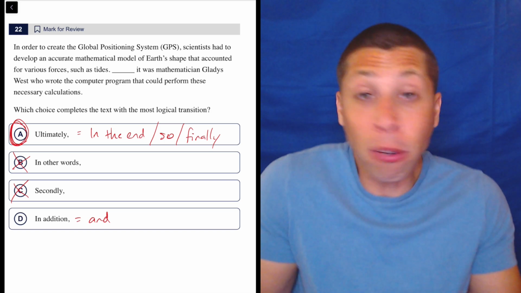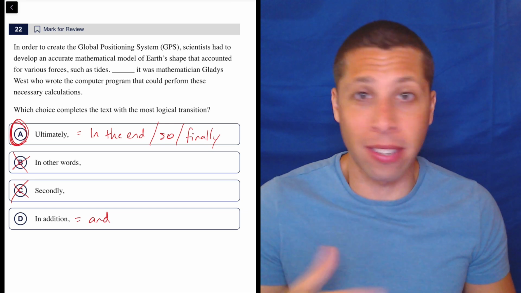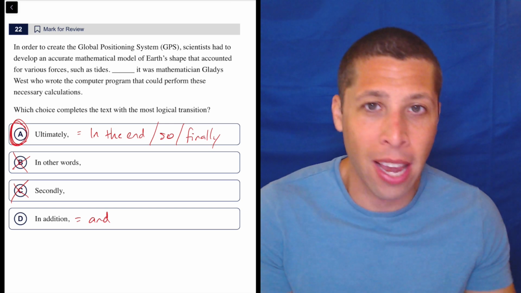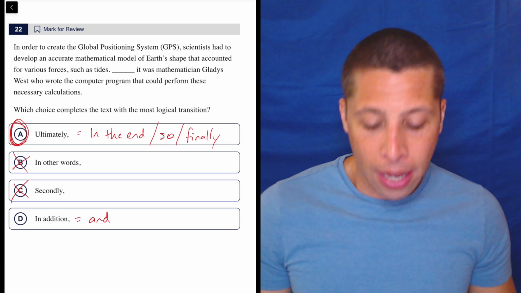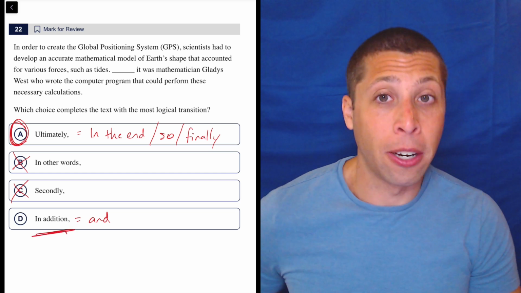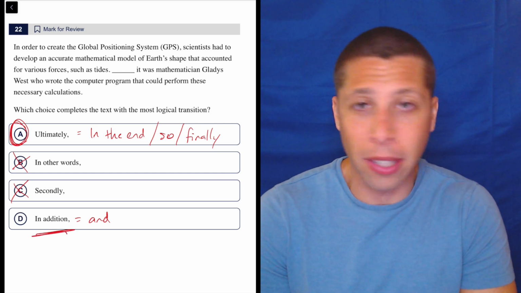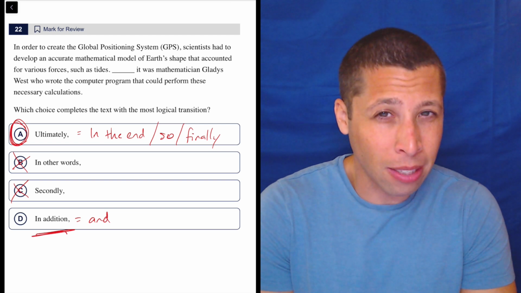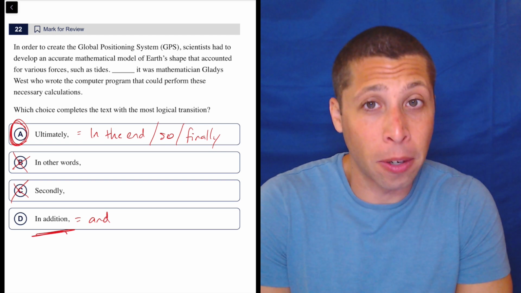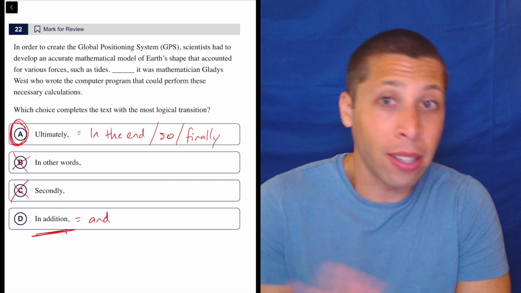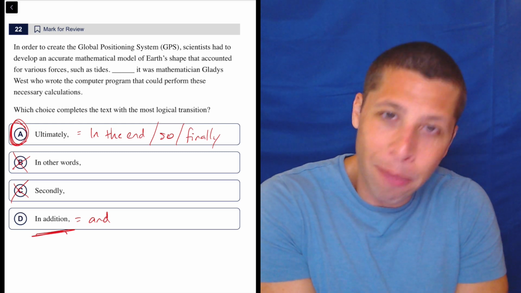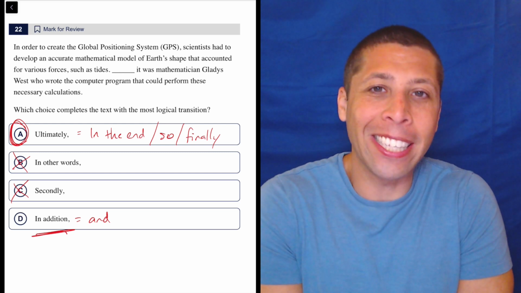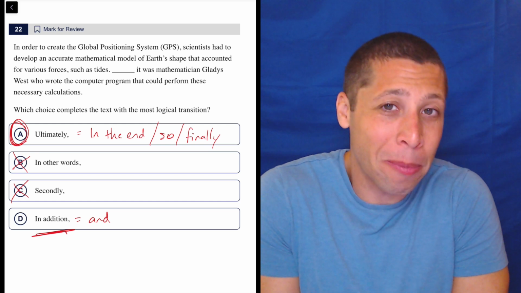So yeah, I don't love it. Honestly, again, if it were me writing this, I wouldn't put any transition. I would just say the thing about Gladys West without needing to transition into it. But I think a lot of you are going to pick D here because you're not sure how ultimately works. You don't have an intuitive sense of it. And D is kind of a safer bet. It feels like, well, yeah, we could say it. And I agree, we could, but mostly because it's not really that bad of a thing to put in.